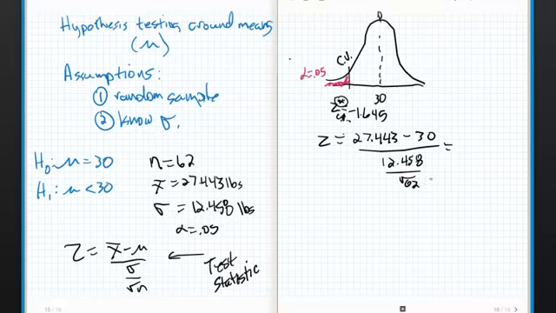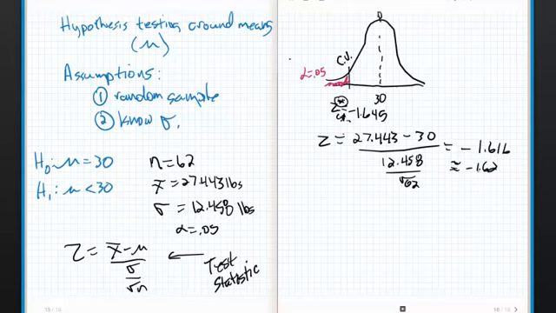So what I typically do with these is I'll go 27.443 minus 30, and I'll hit enter. And then I just take that and divide, because then I can do parentheses and I don't get all screwed up. So 12.458 divided by the square root of 62. Let's see, enter, and my answer is negative 1.616, or approximately negative 1.62.